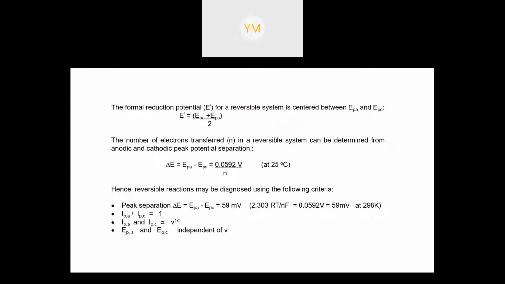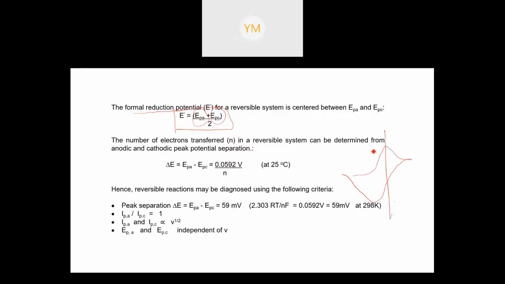Okay, so you can check whether the reaction is reversible by calculating the formal reduction potential, the separation between EPA and EPC. This is the formula. You find the EPA, the peak for anodic, plus the peak for cathodic, and then you divide by 2, so you can get the formal potential, the middle potential.